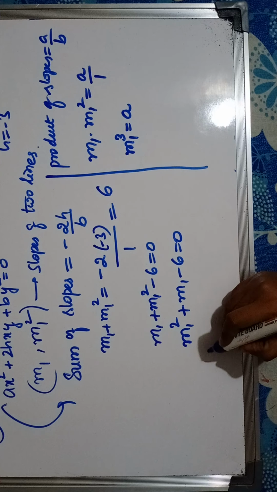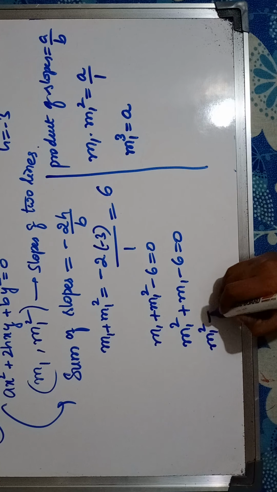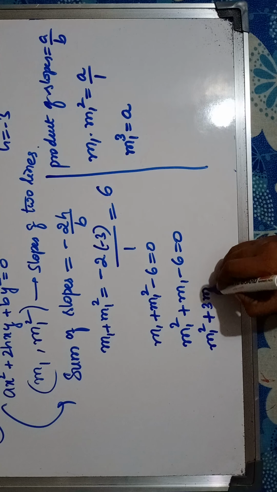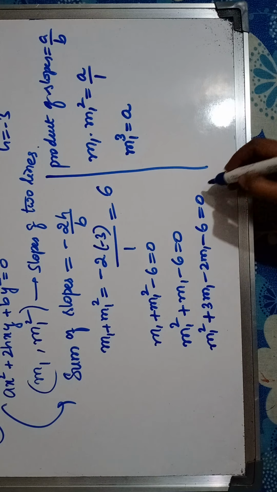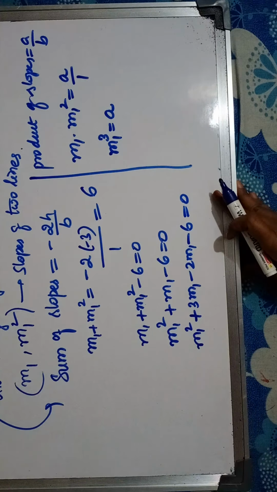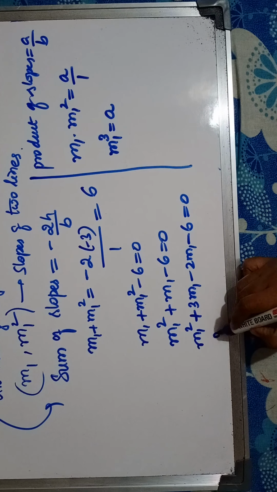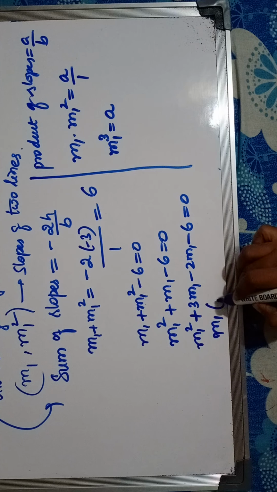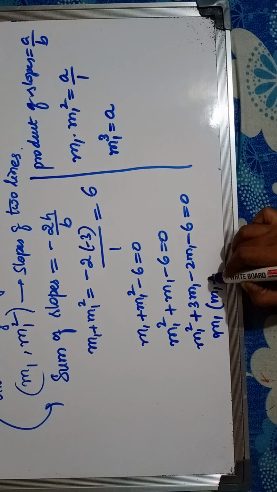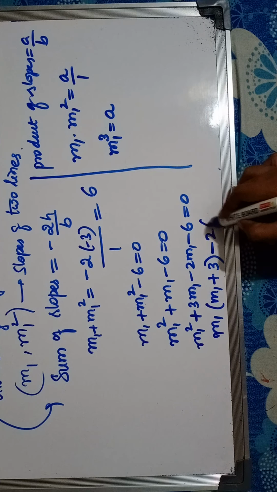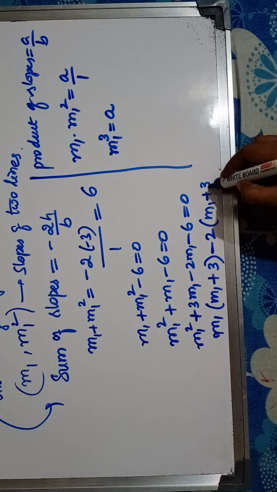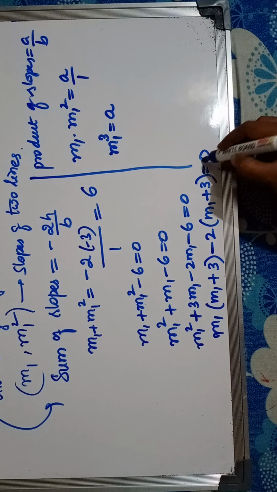Okay, so this can be written as m1 square plus 3m1 minus 2m1 minus 6 is equal to 0. So from these two terms I will take m1 common. If I take m1 common, I will be left with m1 plus 3, and from these two if I take -2 common, I will get m1 plus 3 equal to 0.